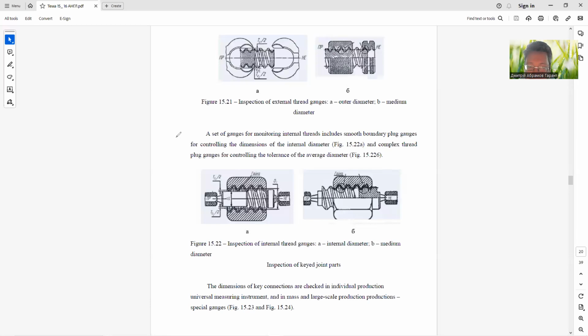A set of gauges for monitoring internal threads includes smooth limit plug gauges for controlling the dimensions of the internal diameter, in figure 15.22a, and complex thread plug gauges for controlling the tolerance of the average diameter, like in figure 15.22b.